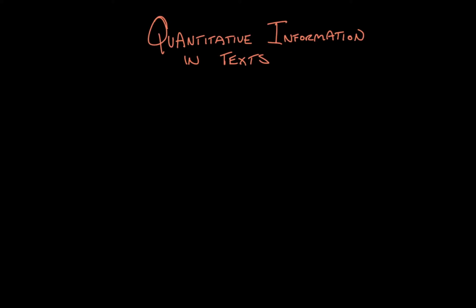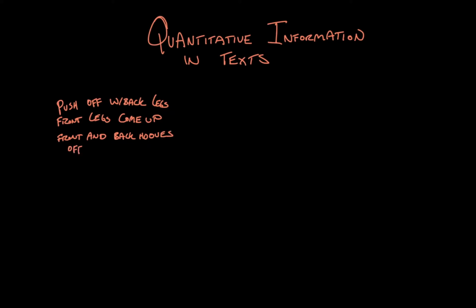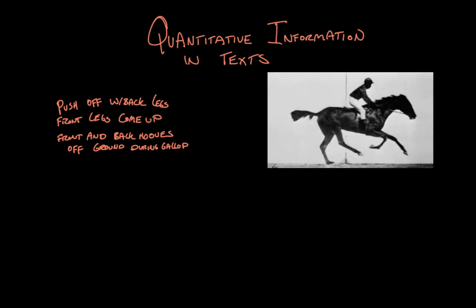The horse pushes off with its back legs, and then its front legs come up, and as the horse propels itself forward, both its back and front hooves are off the ground at the same time as it gallops. It's like a series of jumps. Listening to myself say that, it doesn't feel very clear to me. At least it's certainly less clear than this moving image of a galloping horse.